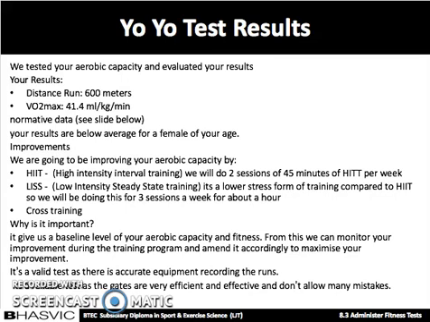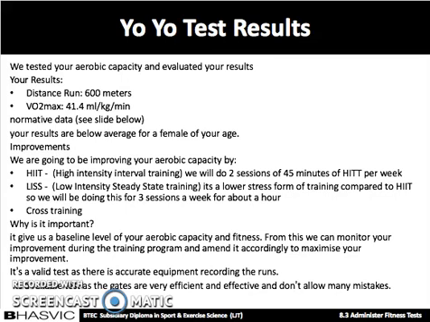This means that your supply of oxygenated blood to your muscles is less than optimal, and this will affect your body's ability to work at high intensity, and it will affect performance levels.